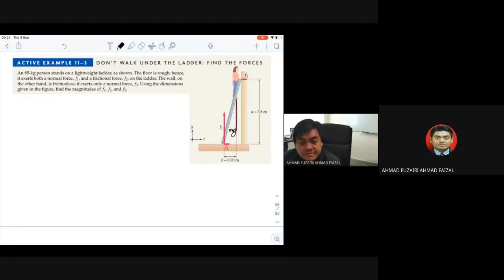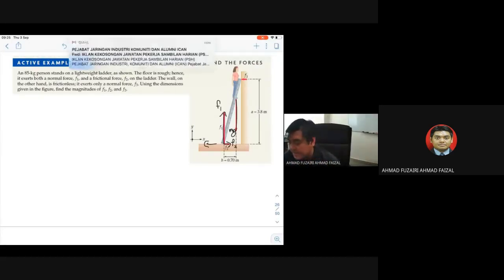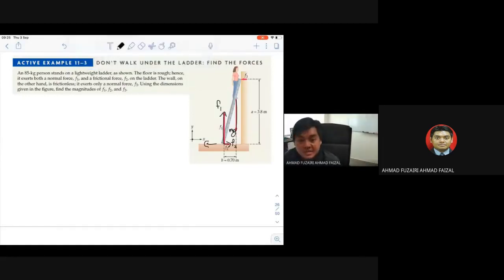The floor is rough. Apa maksud floor is rough? Maksud dia ada friction. Kalau floor itu frictionless, boleh tak kita letak tangga macam ni? Definitely tak boleh. Dia akan slip jatuh. Dia akan jatuh ke mana? Jatuh ke arah sana. So, disebabkan itu ada F2, which is the frictional force arah situ. And of course, bila kita letak tangga di atas, dia akan ada normal force. So, akan ada F1. Maksudnya F1 itu ialah normal force untuk tangga jatuh.